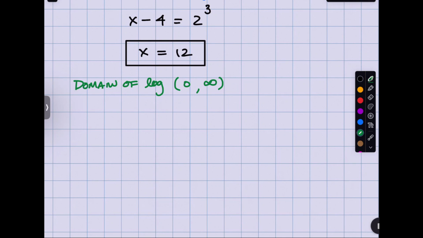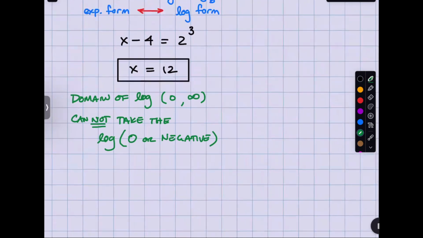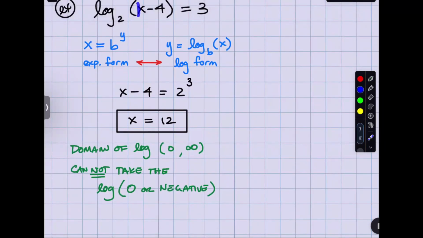What that means is that I cannot take the log of 0 or a negative number. Does that make sense? So the only reason I'm checking is to make sure I'm not forced to take the log of a negative number. That's it. Now, if the answer was a 3, I would have to reject it, because 3 minus 4 is negative 1. I can't take the log of negative 1. Period. If the answer was 4, I'll have to reject it.